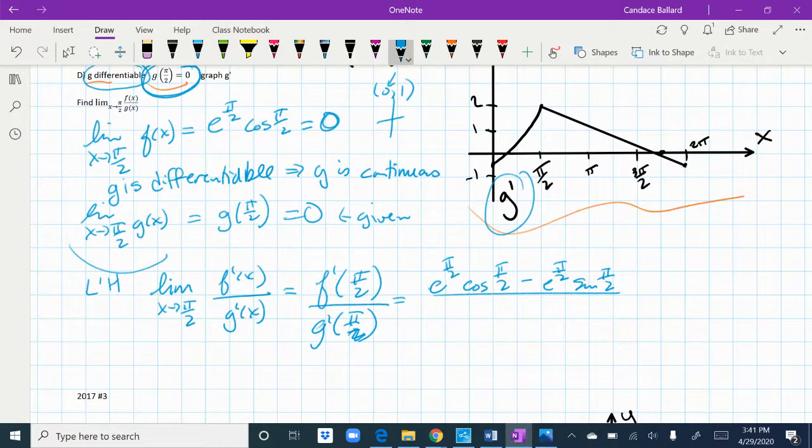Okay, all over. Okay, now we need to know what g prime of pi over 2 is. Well, I can read that directly off this graph. So we've got g prime of pi over 2 is 2.